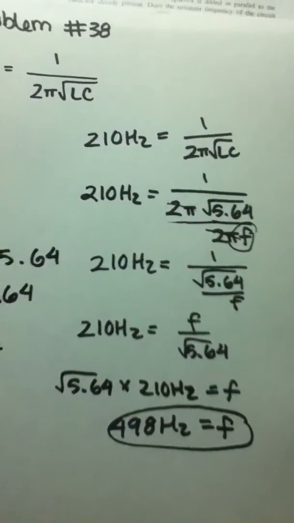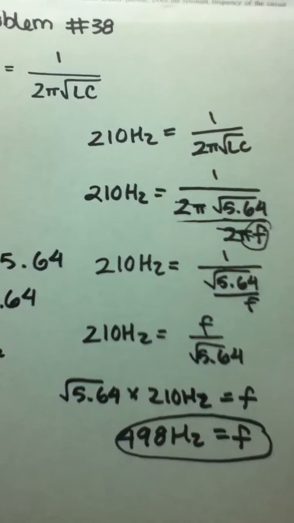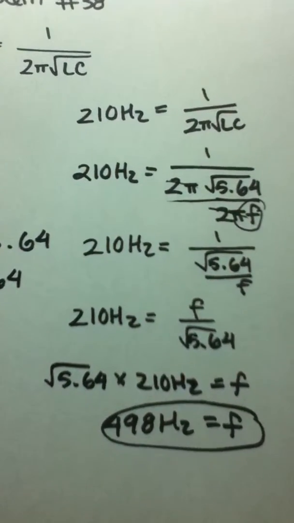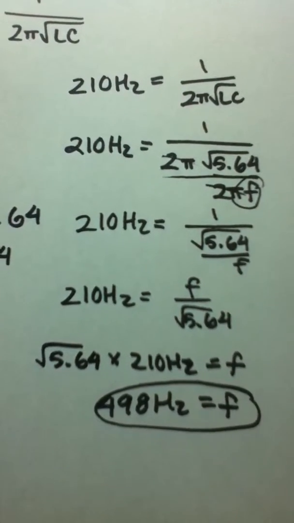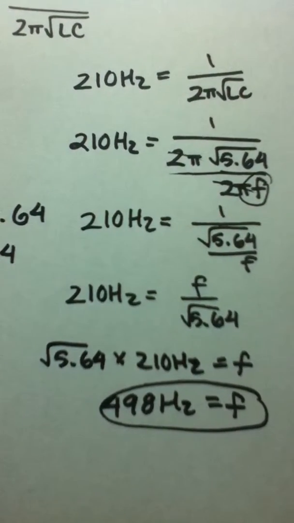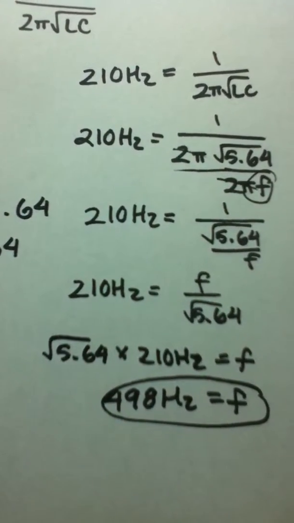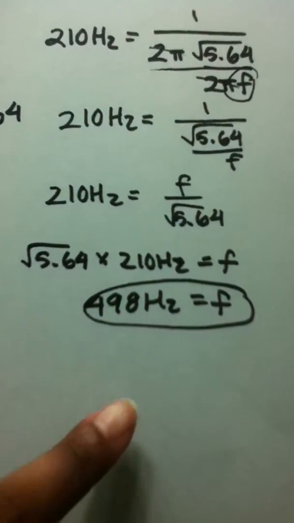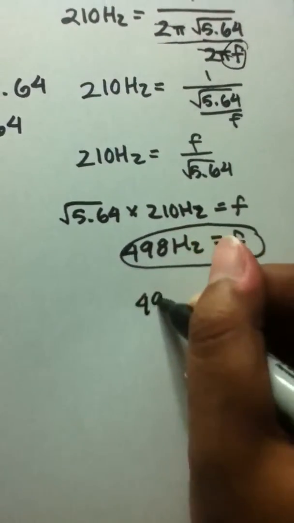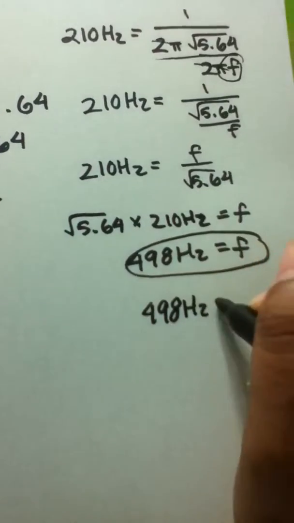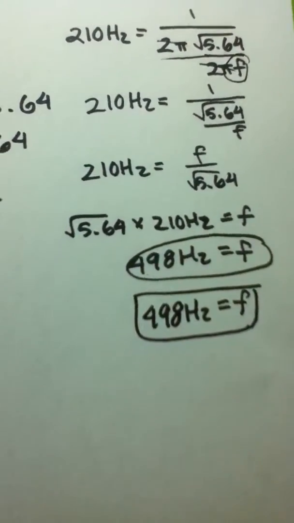And once I cancel off the 2 pi's, I have 1 divided by the square root of 5.64 over F. And so I just rewrote that by taking the reciprocal. So 210 hertz is equal to 1 divided by the square root of 5.64 divided by F. And then, of course, I just multiplied each side by the square root of 5.64. And I got the final answer of, if you can't see this, 498 hertz is equal to the frequency of the generator.